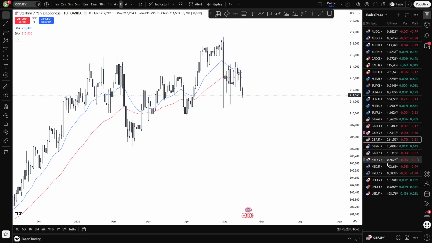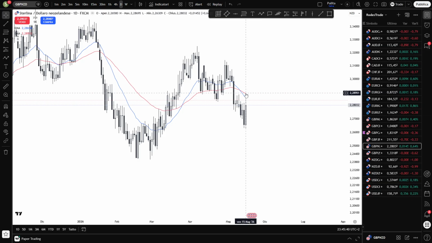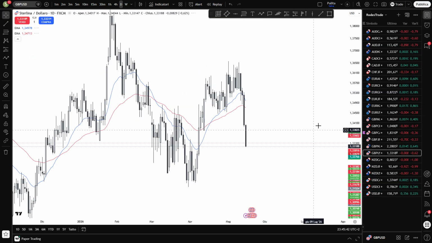GBP JPY, nothing here. Price expanded but did not break any lows. I would love to see something like this. I would love to see a break below these lows, so we are still waiting. GBP NZD, nothing here. Price is close to the moving average.